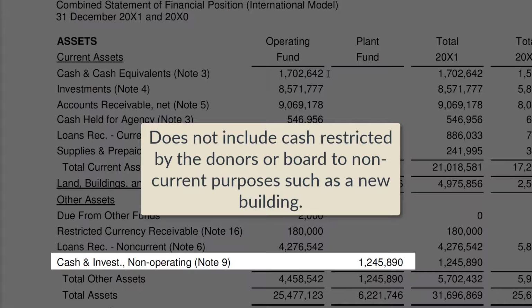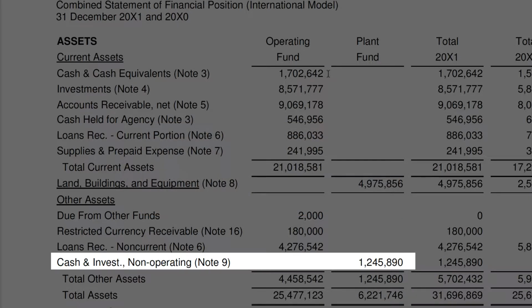It is shown down here. You can even see the label acknowledges that. Here is non-operating cash and investments. So if you have $100,000 in a cash account that came from a restricted donation or even from a board set aside, you put it in different bank accounts, then it would no longer be counted as cash, and it goes here in non-current investments in the plan fund.